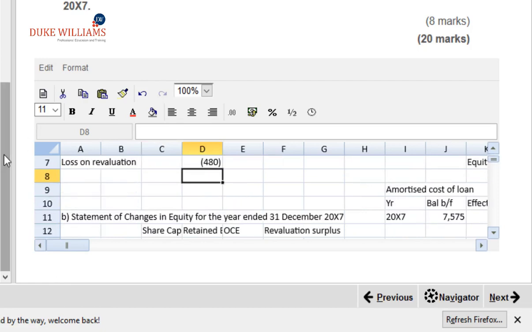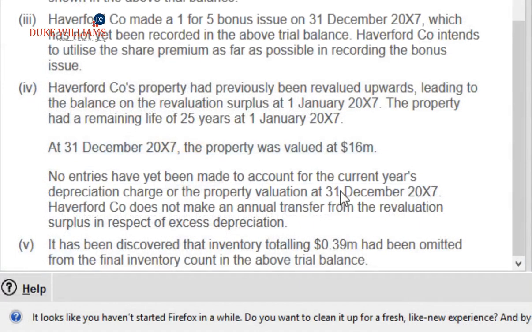Okay, now we can go to the last note. It has been discovered that inventory totaling 0.39 had been omitted from closing inventory. What it means is that the closing inventory at the date has been understated, I mean the cost of sales has been overstated, so we have to reduce. If the cost of sales has been overstated, the effect on the draft profit is that the profit is understated.